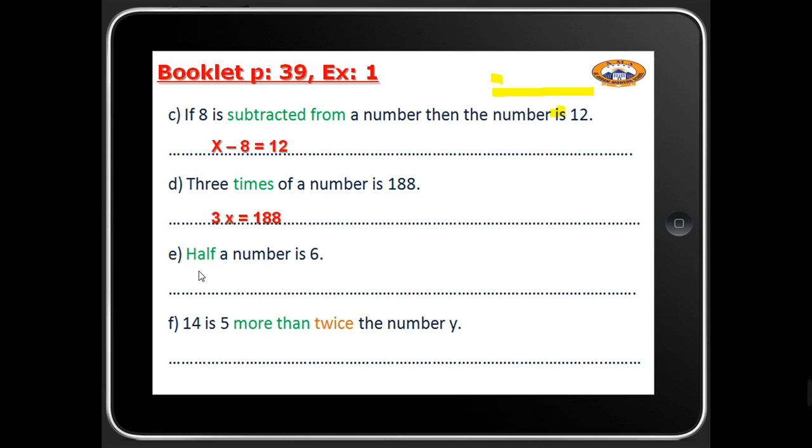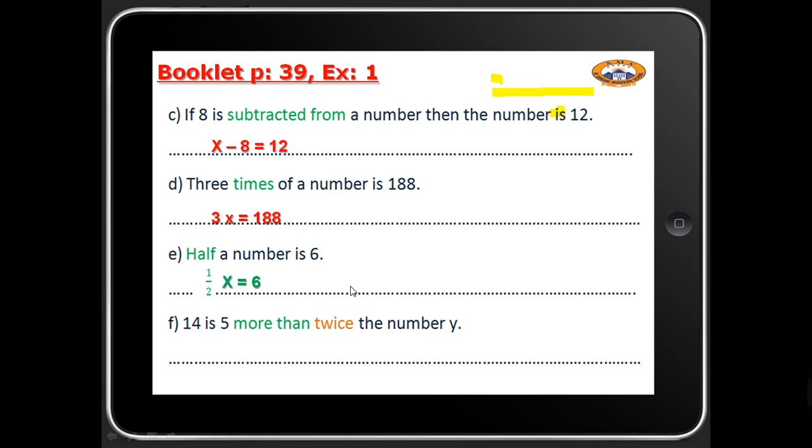Another easy example, half of a number is 6. This is, it means equal, equal 6. So what is equal 6? It is half of a number, so I'm going to write half of a number, I call it x. So half x is 6, equal 6.